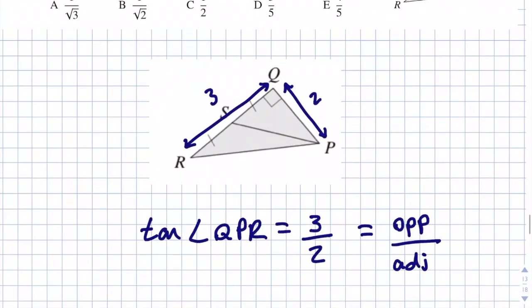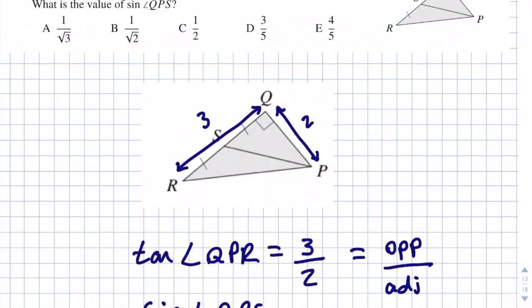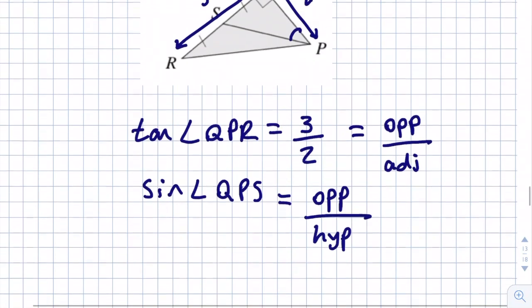Now we're trying to find sine of the angle QPS. Well, the angle QPS is this angle here. Sine is the opposite side of a triangle divided by its hypotenuse. So the opposite side is half of 3, because we know S is the midpoint of QR, so that's going to be 3 over 2. We don't know what the hypotenuse is, but we've got the opposite side and the adjacent side, so using Pythagoras, we can work out the hypotenuse.